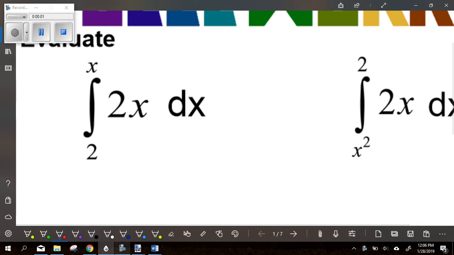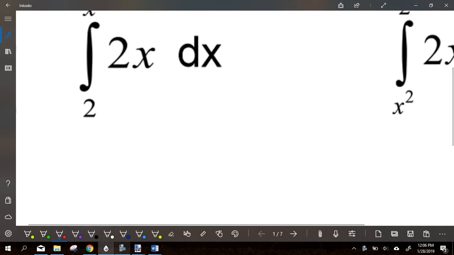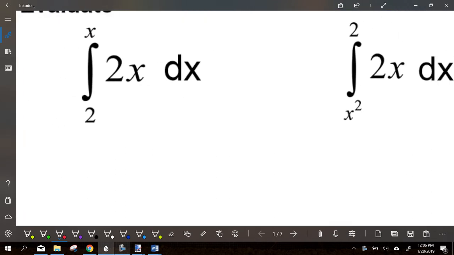We are evaluating these things. They are definite integrals, so we know how to do that. Integrating from 2 to x, 2x. And so to start off, we're going to find the antiderivative. Harrison, what's the antiderivative of 2x going to get me?